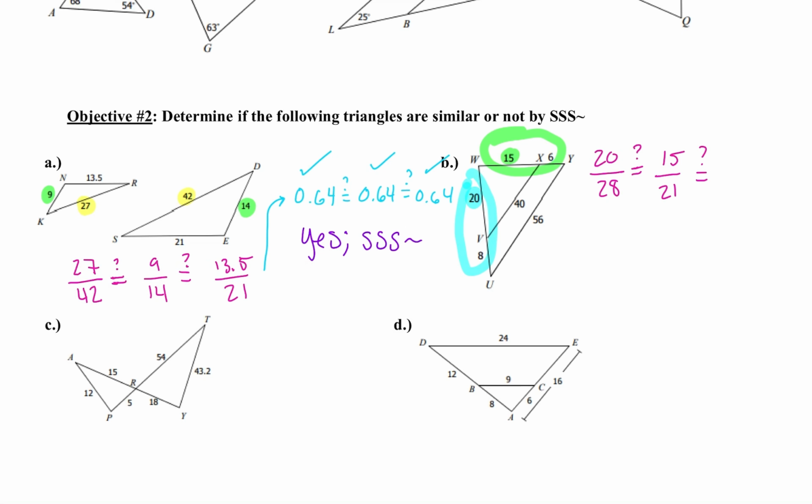Question mark. The bottom's a little bit easier. It's the 40 and the 56 that go together. So the smaller one over the bigger one. 40 divided by 56.